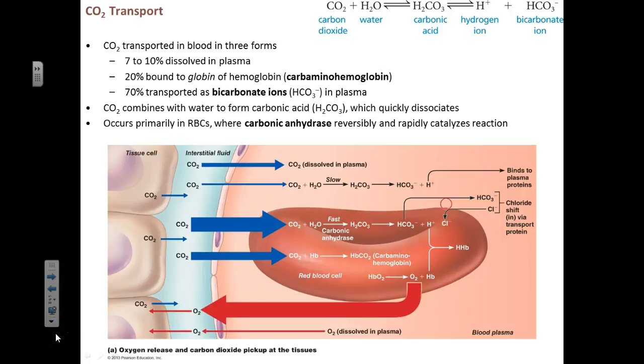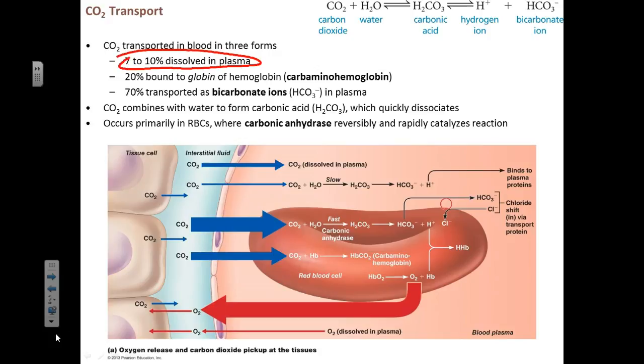So the next thing that we're going to talk about is the transport of carbon dioxide, which is another important transport issue in the blood. So compared to oxygen, carbon dioxide is transported in a rather different way. So first of all, carbon dioxide is much more soluble in the plasma.